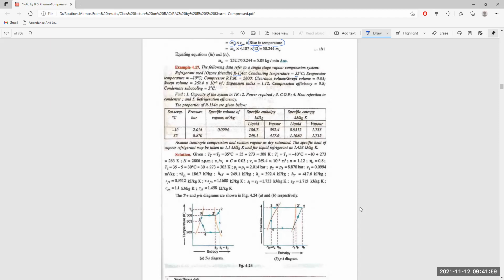So T2 at the higher temperature here is given, that is equal to T2 dash, T3 dash, both are given here as 35 degrees centigrade, which is the condensing temperature. So at this temperature, the refrigerant will be condensed here after T3 dash. Next, T1 or the lower temperature is given as minus 10 degrees centigrade. Evaporator temperature minus 10 degrees centigrade is equal to 263 Kelvin itself.